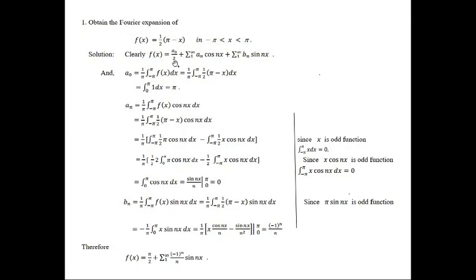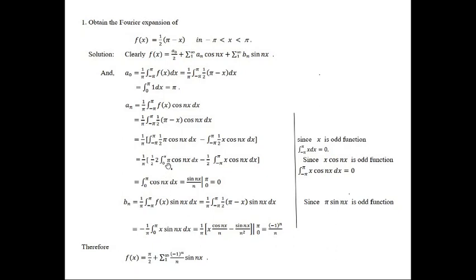F of x equal to a0/2 plus summation an cos nx plus summation bn sin nx. Then a0 equal to 1/π integral -π to +π f of x dx. Substituting for f of x, you get 1/π integral -π to +π (π minus x) dx. So integrating this you get π. Then an equal to 1/π integral -π to +π f of x cos nx dx. Then substituting for f of x, you get π into cos nx, first term, minus of 1 by π, the same thing, 1 by π we have taken outside, x into cos nx dx.